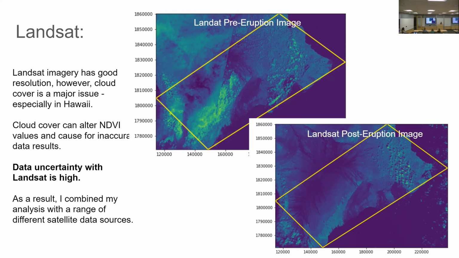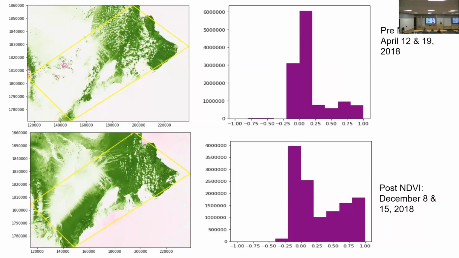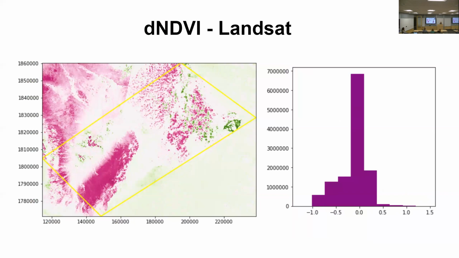So from both the pre and the post eruption, I have two different dates in order to get the entire image. In addition to the fact that there's a lot of clouds, however, the resolution is really good. So I wanted to consider it as one of my data sources. So this is my NDVI calculations for the pre and the post. And this is my difference of NDVI. As you can tell, there was a loss of vegetation indicated by the numbers below 0.